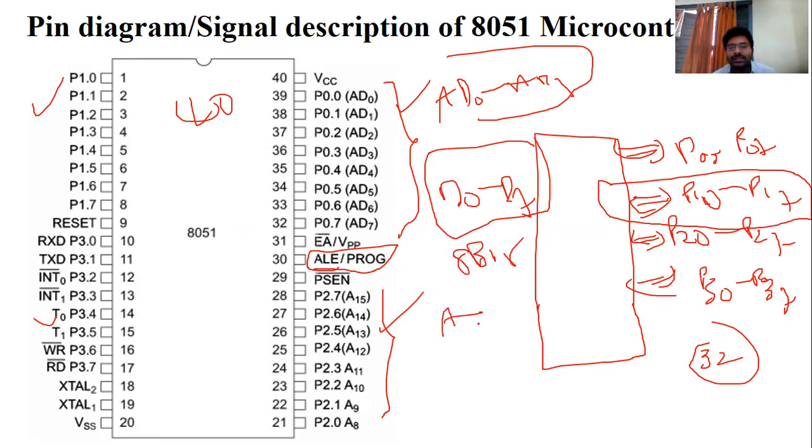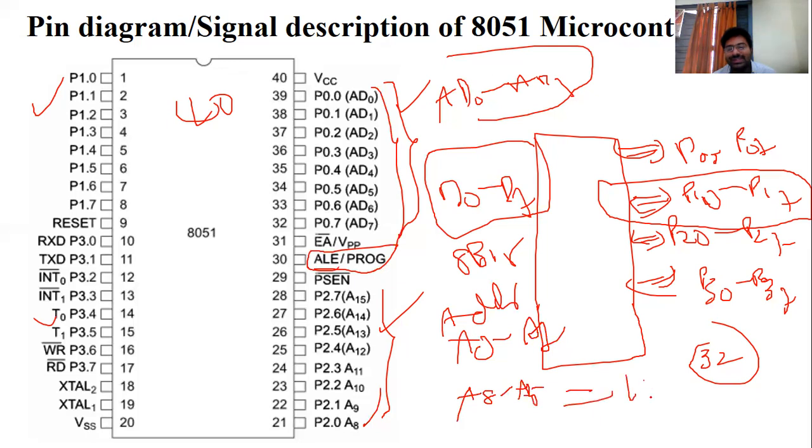What are the address lines? Address lines A0 to A7 are available in this one. Then what is the other group? A8 to A15. So in total we have 16 address lines. 2 power 16 is nothing but 64K, so 64KB size.